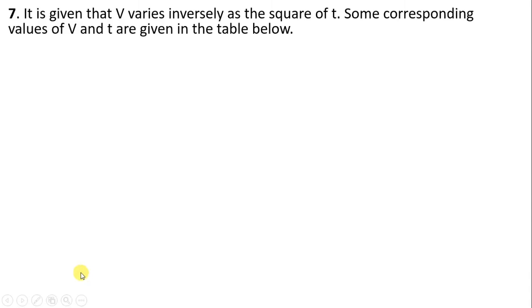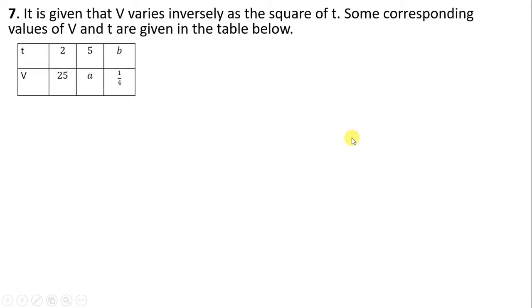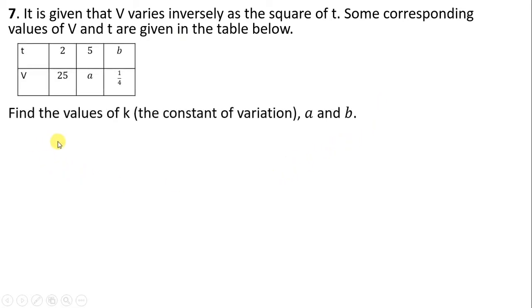Continue. Question 7. It is given that v varies inversely as the square of t. Some corresponding values of v and t are given in the table below. We have that table. Find the values of k, the constant of variation, a and b. So we'll do that step by step.